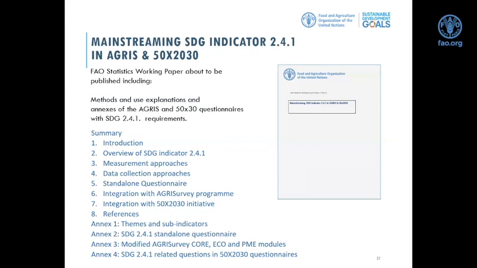We are about to finalize, in the peer review process, a document. It is a working paper from the FAO Statistics Division, named Mainstreaming SDG indicator 2.4.1 in AGRIS and 50x2030, where we cover all methodological aspects, the decisions taken, the approach, describe the indicator itself and the needs and how it was incorporated, and have as annexes the standalone questionnaire of 2.4.1, but also a version of the AGRIS model modified to incorporate the requirements of 2.4.1, highlighting the 2.4.1 questions, and the 50x2030 questionnaire. So this document should be available in two or three months. That's it.